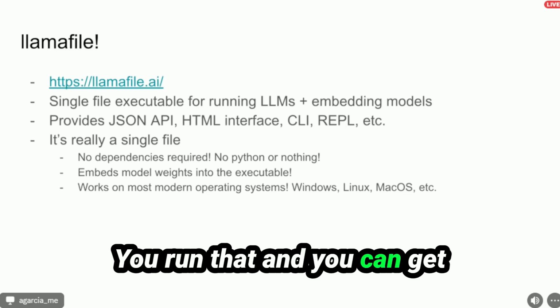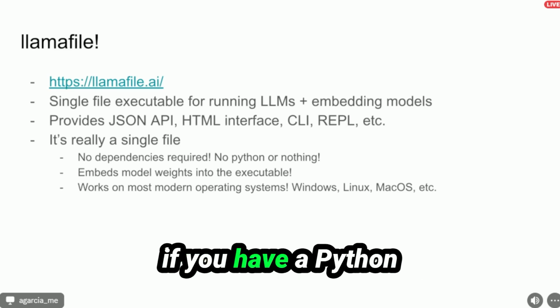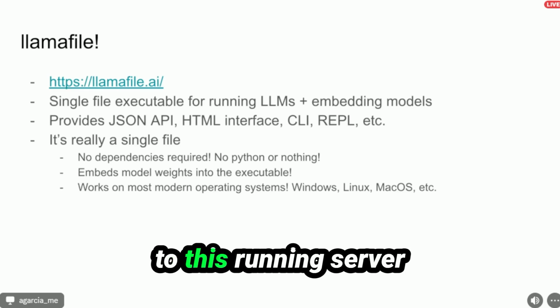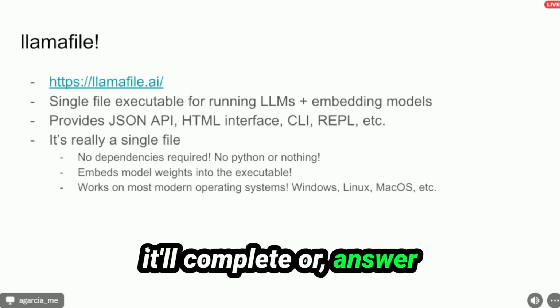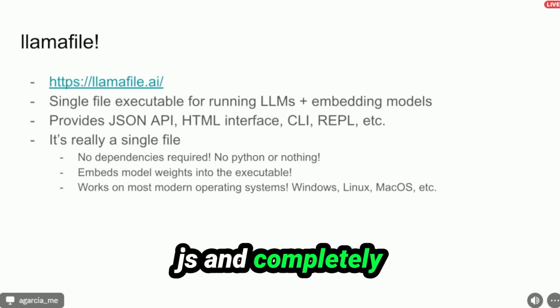You run that and you can get a JSON API to make requests to programmatically if you have a Python script or Node.js script. So you make an HTTP request to this running llamafile server. It will generate a completion. It'll complete or answer questions about whatever you have, and send a response back. You could have that in Python or Node.js in a completely separate process.